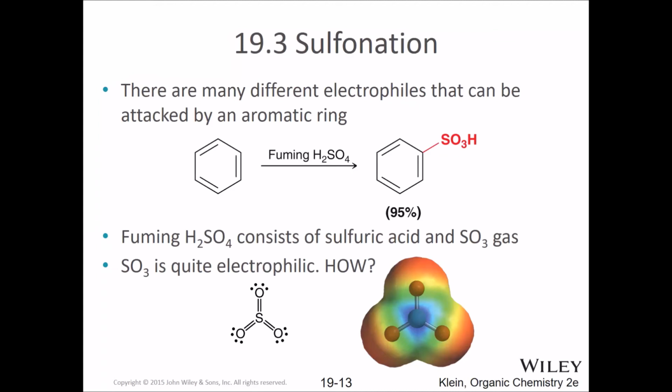Okay, 19.3, sulfonation. So we're going to go through the same process as we did before with EAS, where we first prepare an electrophile, and then we go through, as I said, the same process. Now the electrophile in this case is SO3, sulfur trioxide.